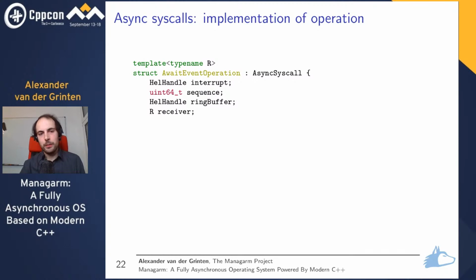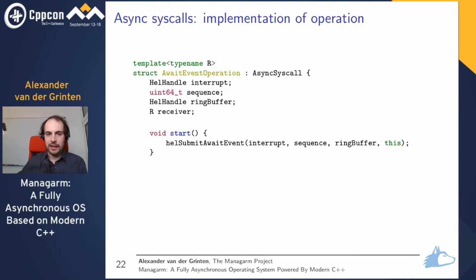Now we need to implement the start function. The start function is really simple. It just calls the native system call. A few minutes ago, we had the question, what about non-C++ code? Well, non-C++ code could use this raw system call. But without the notification mechanism in place, it will become really annoying to use, because you can start the operation easily, but you cannot easily wait for its completion.